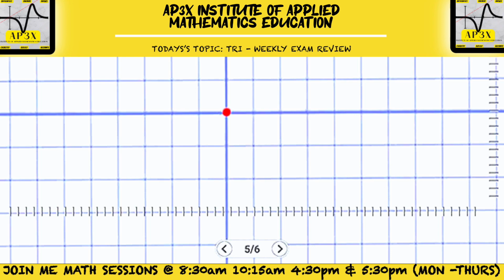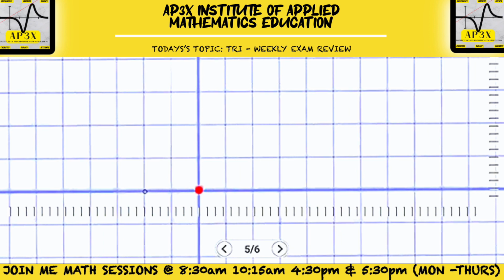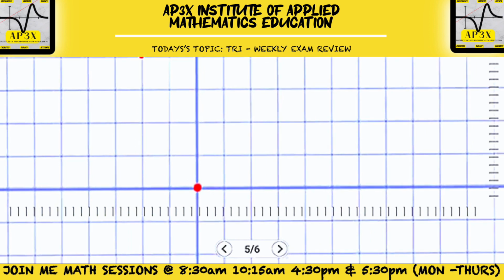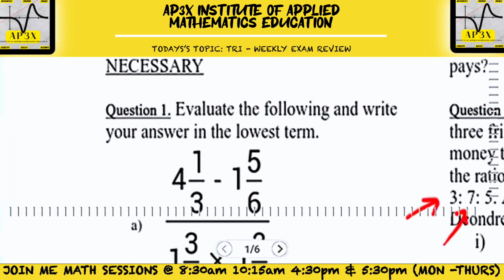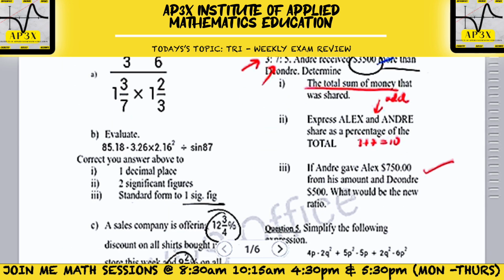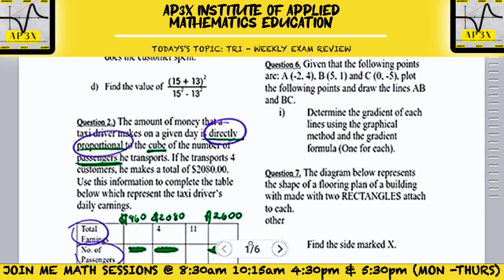Alright, so the first one was -2, 4, so that's minus 1, minus 2, and we're going to go up 4: 1, 2, 3, 4, so that is right here. That's going to be our point A. And then of course we're going to be looking at, let's see what we have. We in fact have the points 5, 1 and 0, -5.